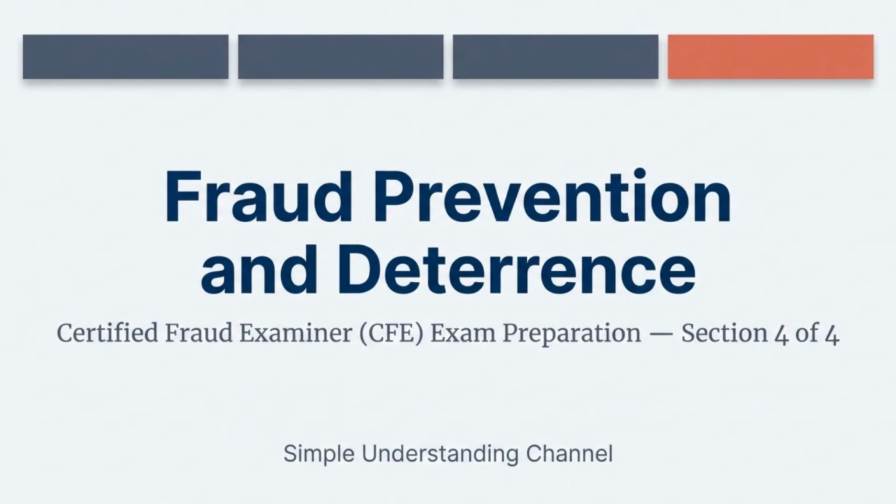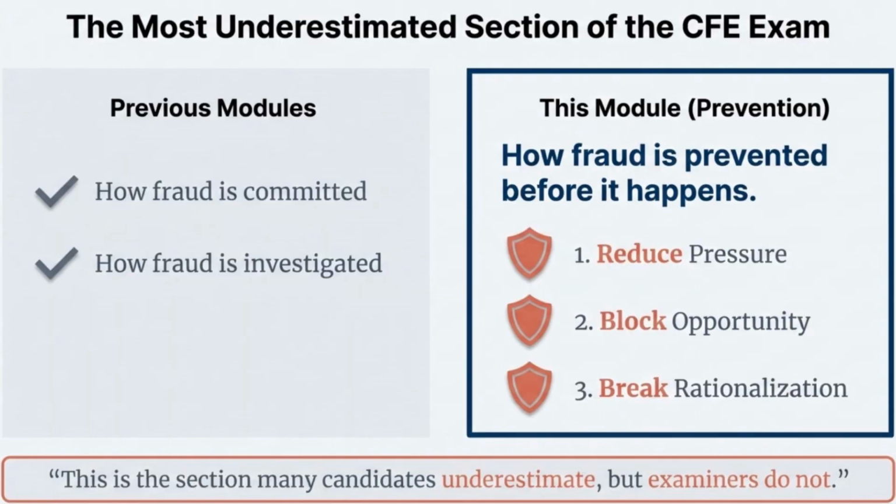In this video, we move to the fourth and final section of the Certified Fraud Examiner exam, Fraud Prevention and Deterrence. This section many candidates underestimate, but examiners do not. While the previous modules teach you how fraud is committed and investigated, this module teaches you how fraud is prevented before it happens, and how organizations build systems that reduce pressure, block opportunity, and break rationalization.